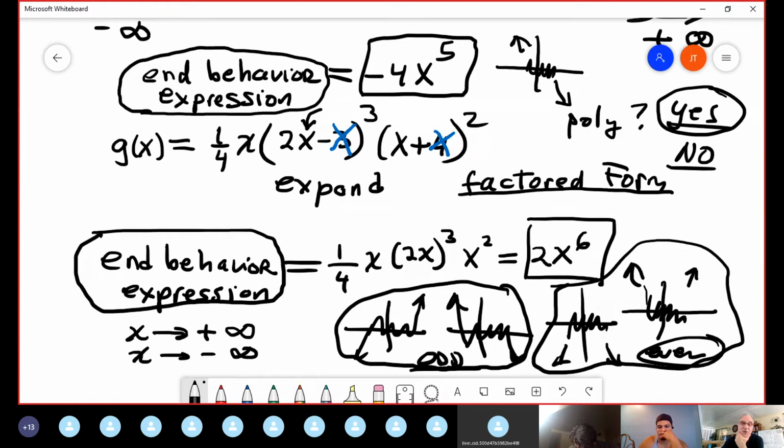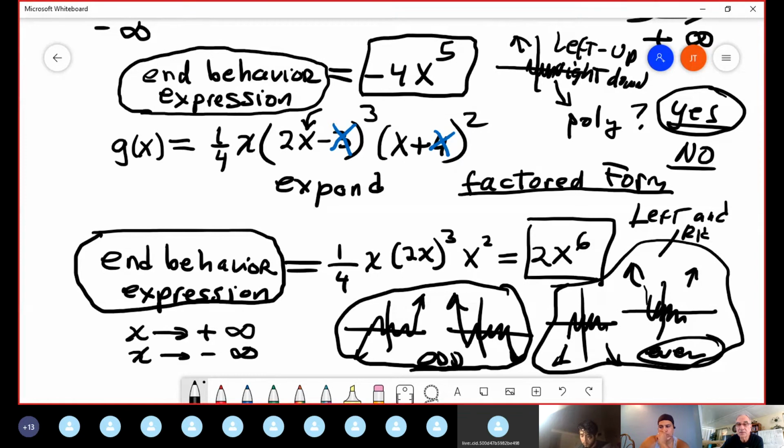You can represent it graphically or you can say, well, professor, this is left up, right down. In this case, it is left up, right up. Both left and right are up. Do you understand the idea, or do I need to explain more clearly?